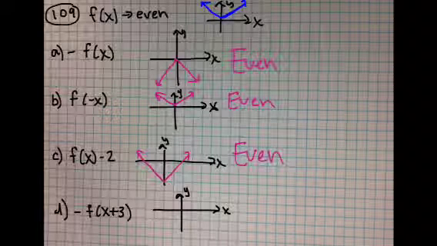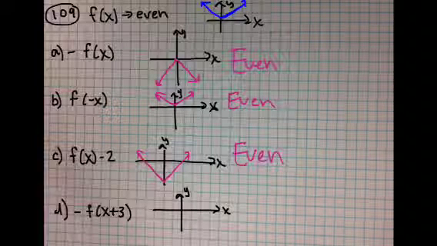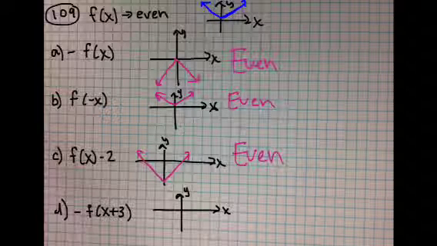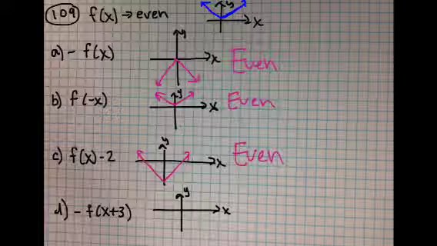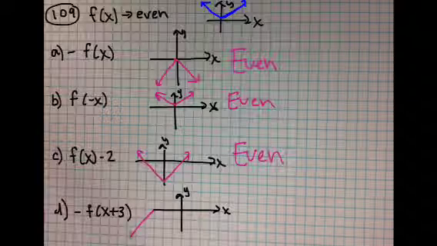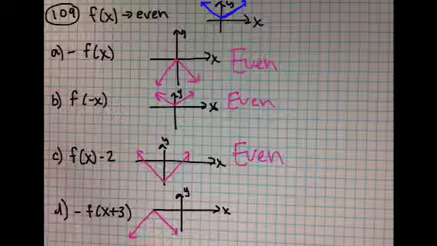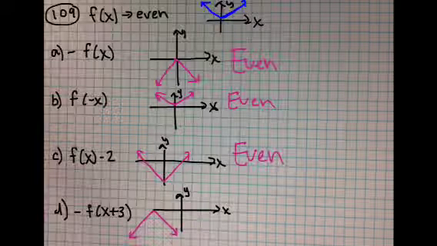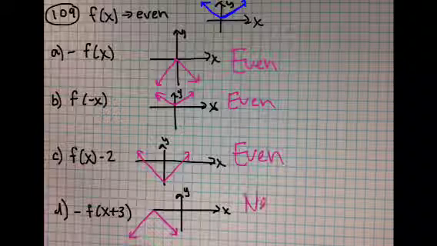Letter D says that it flips over the x-axis, the negative f of x, and the x plus 3 means that it translates to the left 3 units. So it'll be right here at -3, 0, the vertex, and it's going to open down like that. Okay, so this one is no longer even because it's not symmetric with respect to the y-axis, and it's not odd because it's not symmetric with respect to the origin. So this one is neither one.